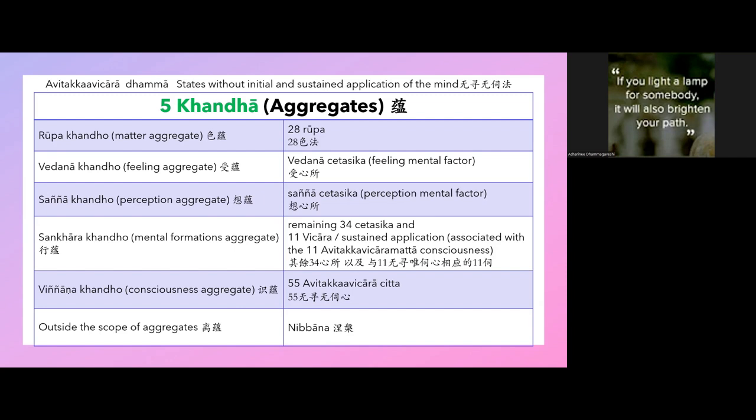Now we can't forget nibbana. Nibbana was also classified under avitakkaavicārā dhammā. This is outside the scope of aggregate. So we must mention that as well.